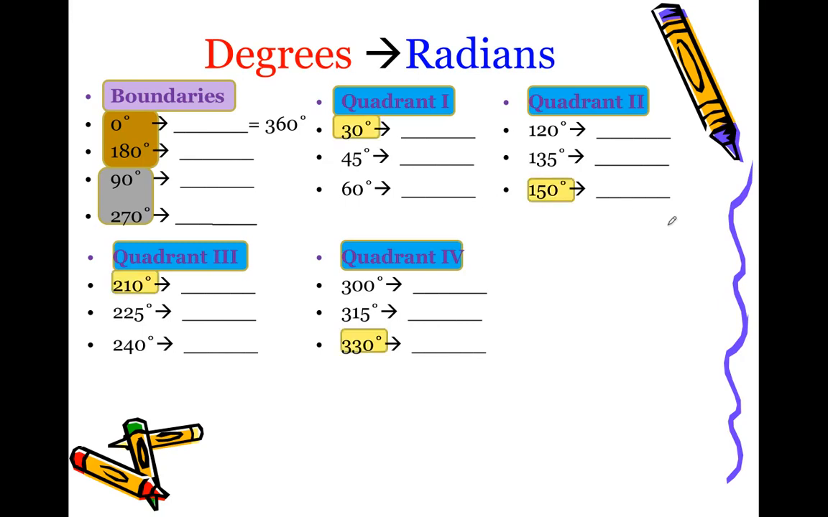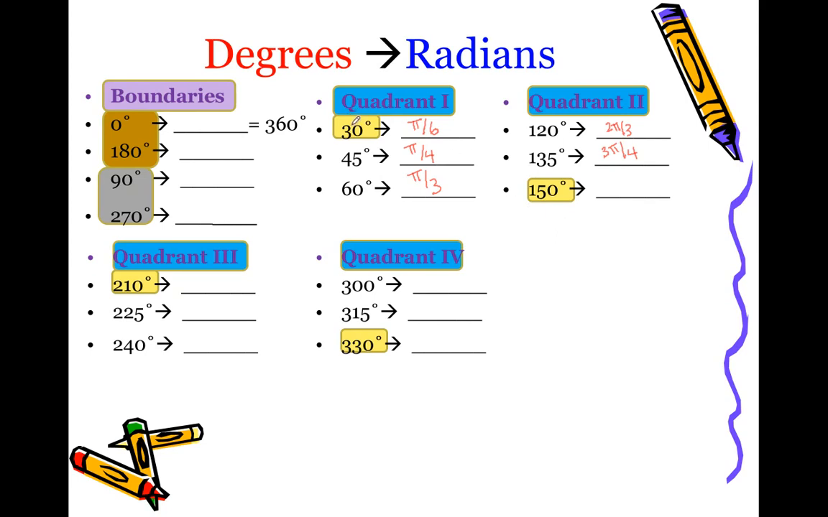So 30, 150, 210, 330. Look at the pattern between those. I just highlighted these as well, so I'm not going to rewrite them all in. But if you want to think about it, 30 degrees was pi over 6. 45 degrees was pi over 4, and 60 degrees was pi over 3. Oh, this was 2 pi over 3. This was 3 pi over 4.